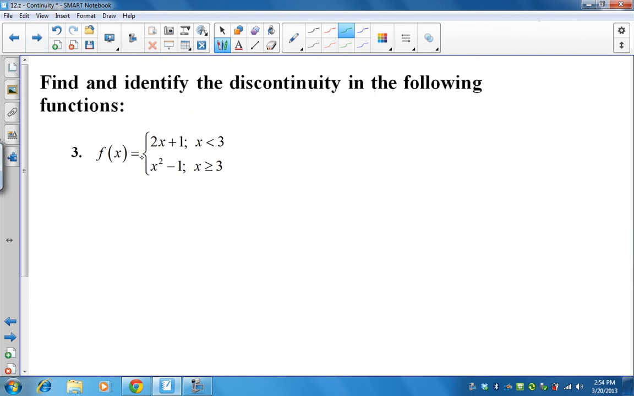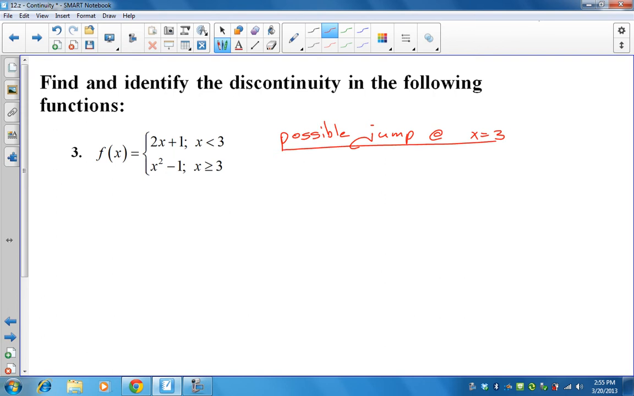Now the last kind, this is the most confusing kind, is the possibility of a jump. And that's when you have a piecewise function. This is piecewise because we have two different pieces, two different functions that make up the whole equation. And our possible jump occurs wherever you make the transition from one equation to the other. And in this problem, that's number 3. So I have a possible jump at x is equal to 3.